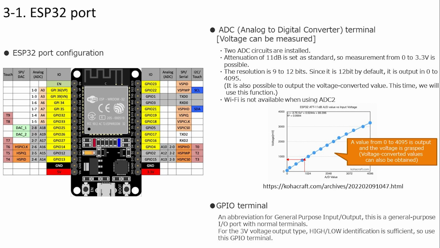An 11 decibels attenuator is inserted as standard, so it is possible to measure from 0 to 3.3 volts, but setting this attenuator to 0 enables measurement from 0 to 1 volt.